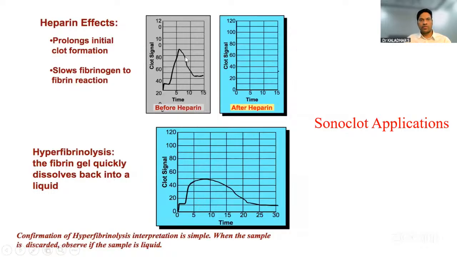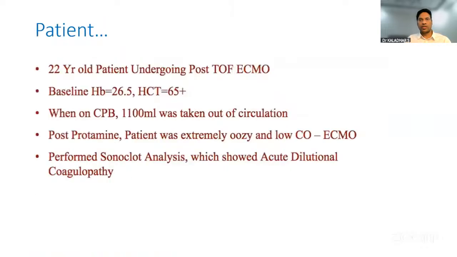If you look at one of the pictures here, before heparin and after heparin, there is prolongation of the initial phase and a slow fibrinogen to fibrin reaction, with no graph at all. So this clearly indicates that the anticoagulation is very adequate. And if there is hyperfibrinolysis, the clot formation again immediately comes back to baseline. So it is easy to look at the graph and then we can apply.